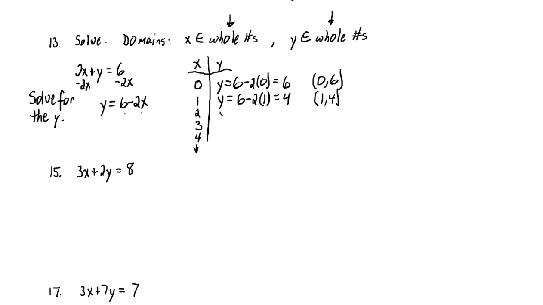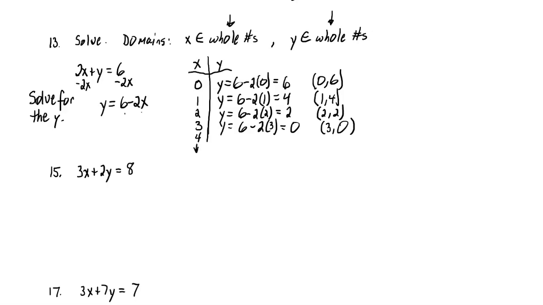So what if x is 2? So 6 take away 2 times 2. This makes 2. And so another answer is 2, 2. When x is 2, y is 2. One more time. Y equals 6 take away 2 times 3. This makes 0, and 0 is a whole number. 0 is the smallest whole number that exists. So our solution is when x is 3, y is 0, 3, 0.